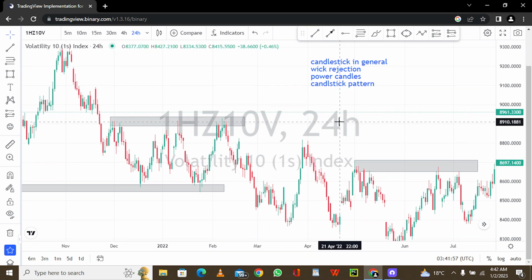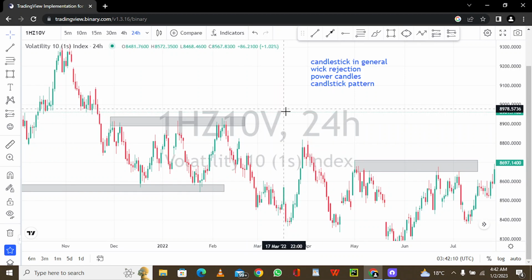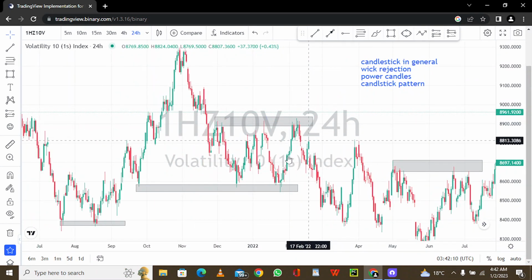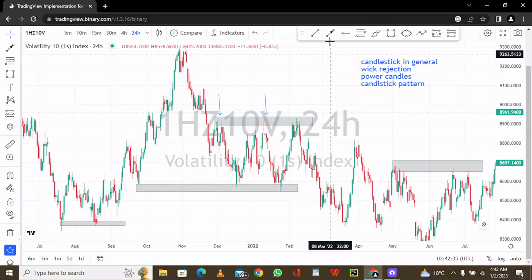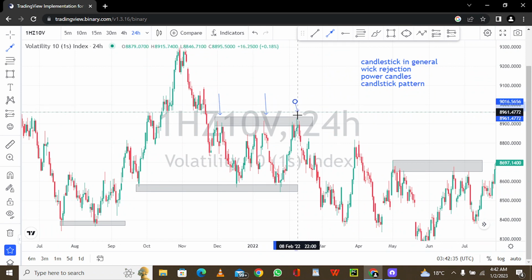So what is the importance of wick rejection? Number one is that it helps you to spot reversals. Remember I said they are formed at every turning point in the market. I've tried to mark out some areas where you can see them. If you look at this place, this is an area where rejection is happening continuously. If you look at this particular environment, there are wicks here, and you see this wick happening as well.